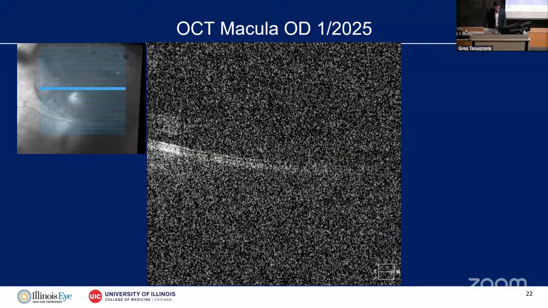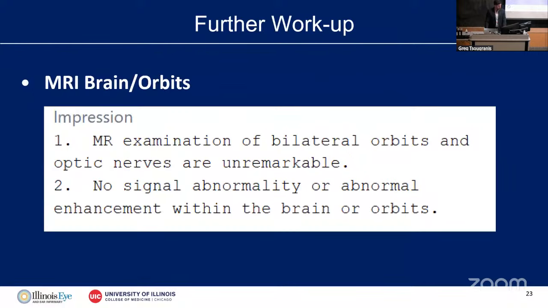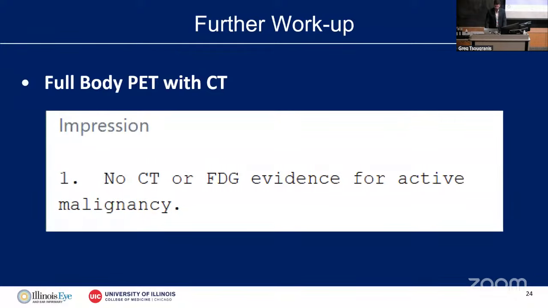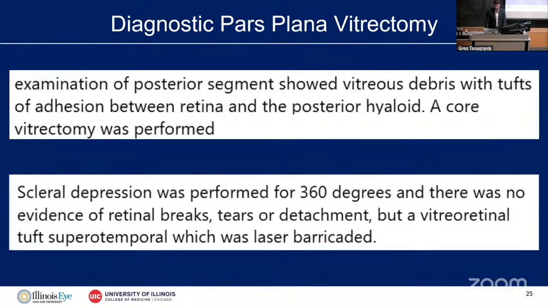So at that time, malignancy was included in the differential diagnosis, so a systemic workup was pursued. An MRI of the brain and orbits was largely unremarkable. A full body PET with CT was also unremarkable. And then the diagnostic pars plana vitrectomy was done with core vitrectomy. Intraoperative examination showed vitreous debris with tufts of adhesions between the retina and the posterior hyaloid. And then once again, no evidence of retinal holes, tears, or detachments. However, there was a vitreoretinal tuft supratemporally in the right eye that was laser barricaded.